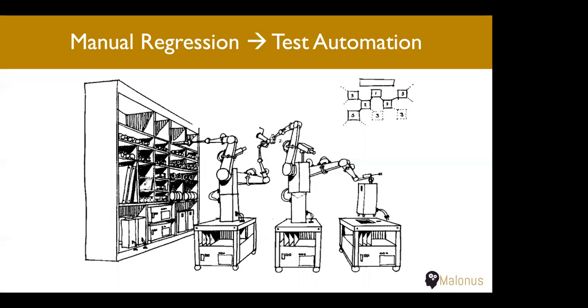So another change which generally happens in the testing world, or the agile world, is that the focus shifts from manual regression to test automation. And there is a reason why it happens.